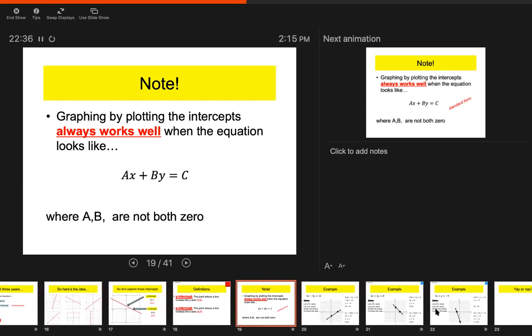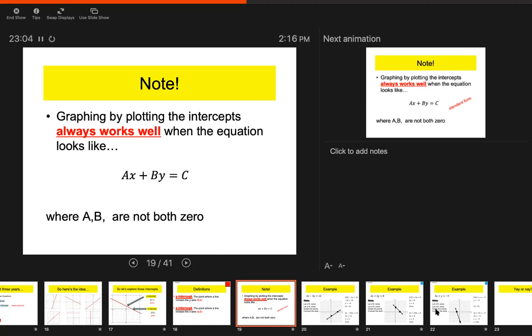So what we're going to do is graph lines using their intercepts. We're going to plot both intercepts. That's what makes a line. And it works great. It always works well when the equation looks like this. By the way, this is from the previous box. This is standard form. So if it looks like it's in standard form, use the intercepts. If it's a linear equation, use the intercepts to graph it. It's really simple. You'll see here in a second.